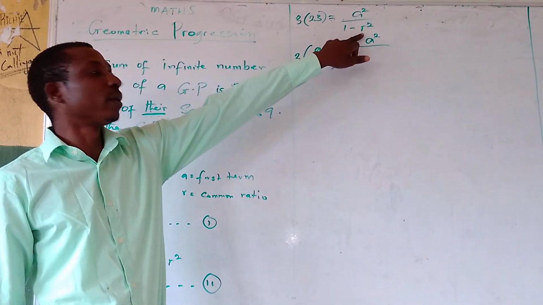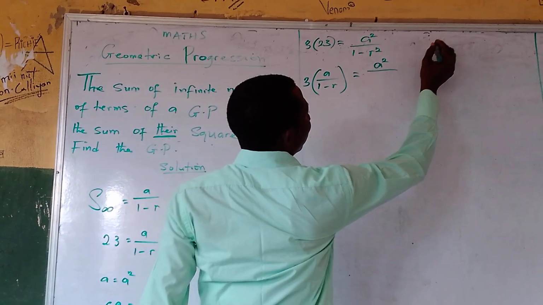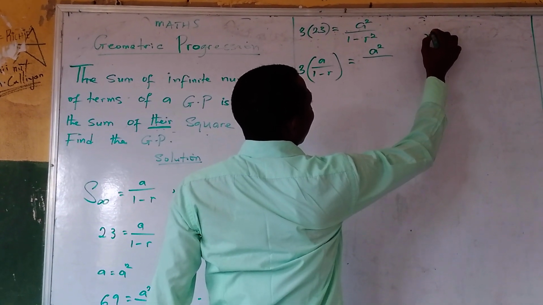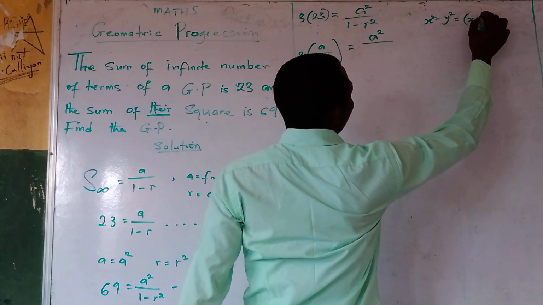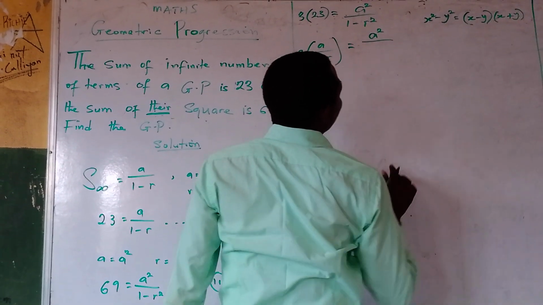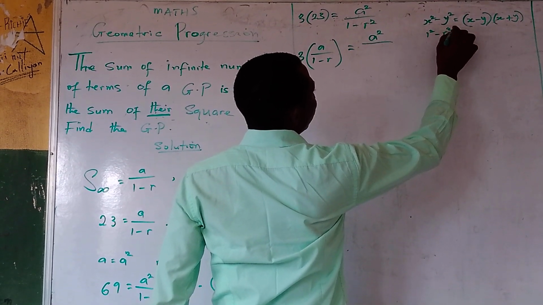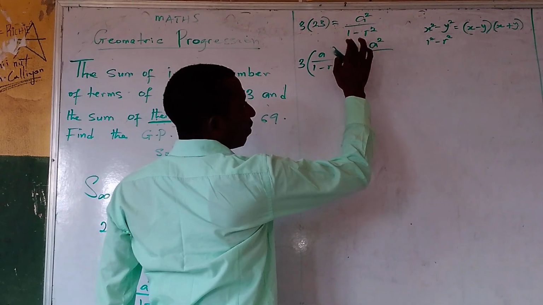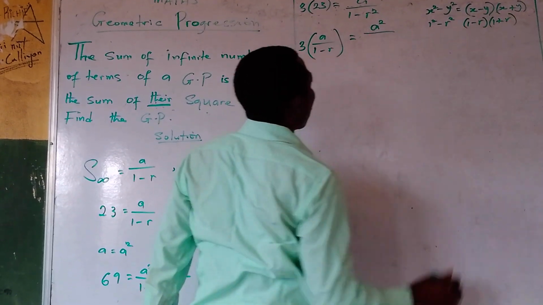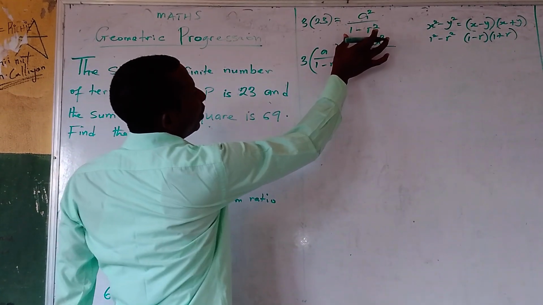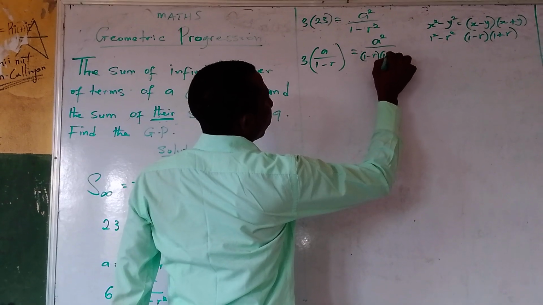Now look at this, 1 minus R squared. So I'm going to use the principle of difference of two squares. When you have x squared minus y squared, it's going to give you x minus y, x plus y. So in our case, this is 1 squared minus r squared. 1 squared is the same thing as the 1 that we have here. So it's going to be 1 minus r, 1 plus r. So the denominator here will now come to 1 minus r, 1 plus r.